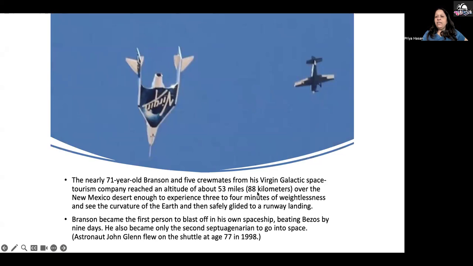I did not mention it, but the definition of space is 100 kilometers. If you go above 100 kilometers, officially that is called space. Richard Branson and the crew went up to 88 kilometers, but that's not too bad. They experienced weightlessness for about 3 to 4 minutes, and they landed back.